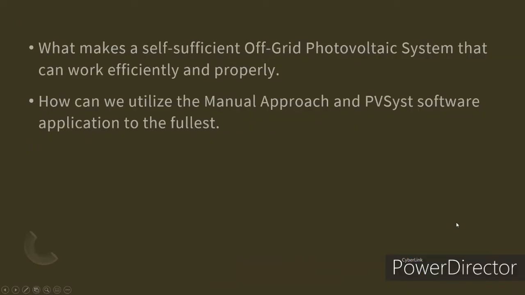So for the problem statement, the question we have faced in this group project is what makes a self-sufficient off-grid photovoltaic system that could work efficiently and properly, as we would need to consider multiple things and factors such as the average electricity usage of a normal Malaysian household. Other than that, how can we utilize the manual approach and BEV30303 software application to the fullest to make sure that the off-grid photovoltaic system proposal that we would manage to provide for Mr. Ahmad Nisfu's residential house is a well-rounded plan.